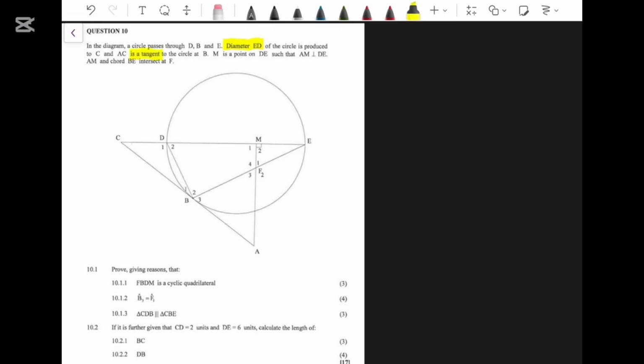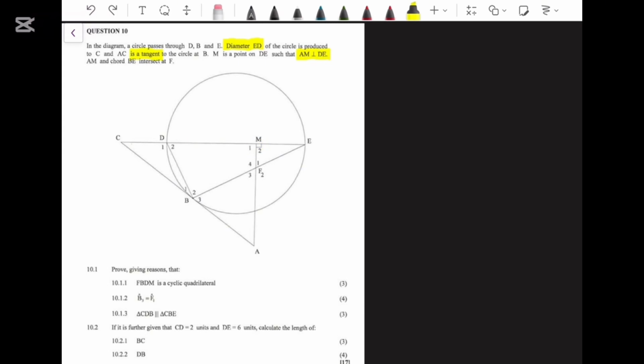Remember, there are two theorems under tangent. Tangent is perpendicular to radius at the point of contact, also the tan-chord theorem. We are told that AM is perpendicular to DE. So these two angles here are equal to 90 degrees.